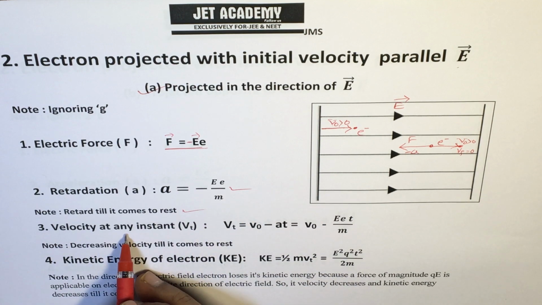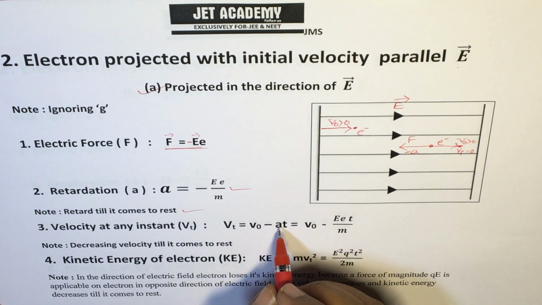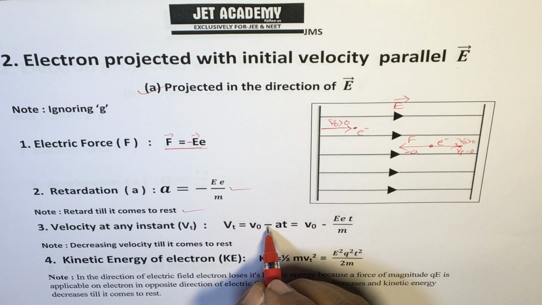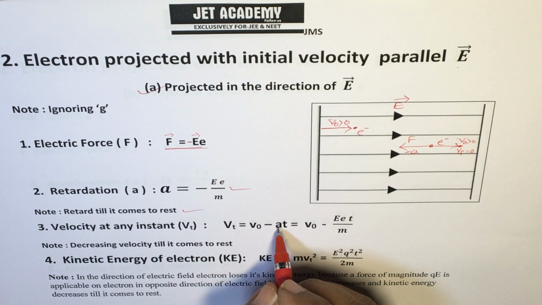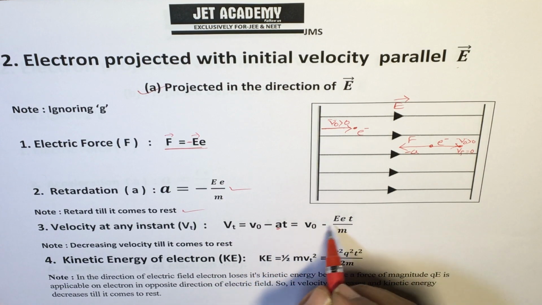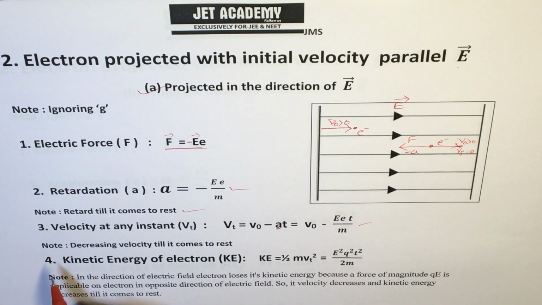And the velocity at any instant of time, Vt. In the previous case we took V0 as 0 and had V0 plus at, but here, as it is a retardation, V0 minus at. If you substitute a here, this is equal to V0 minus eEt by m. This is the equation. Note, decreasing velocity till it comes to rest.